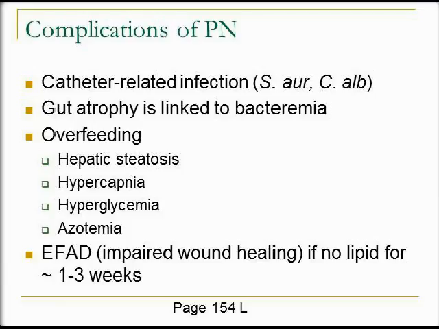So, some complications of parenteral nutrition. You can have catheter-related infections, most commonly with gram-positive organisms like Staph aureus. You can also have Candida causing this. You can have gut atrophy because you're not feeding your gut, and this can also increase your risk of bacteremia. Overfeeding can cause hepatic steatosis or fatty liver, and can cause hypercapnia, where you have too much CO2 production and you're not able to ventilate enough to blow off enough CO2. You can have hyperglycemia and azotemia, or an elevation in your BUN. You want to monitor for these things.